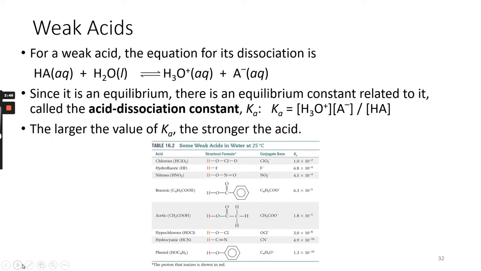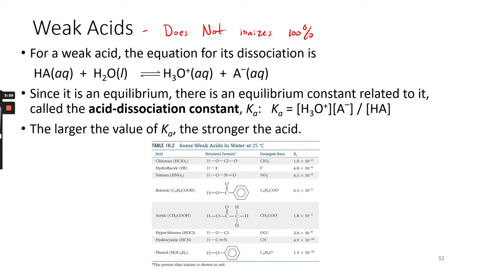A weak acid. So if a strong acid ionizes 100%, a weak acid does not ionize 100%. Now instead of having an arrow pointing in one direction, we have a reversible reaction. We establish an equilibrium because the forward reaction will occur when it's ionizing, and then the reverse reaction will occur when you're forming just your HA acid here.